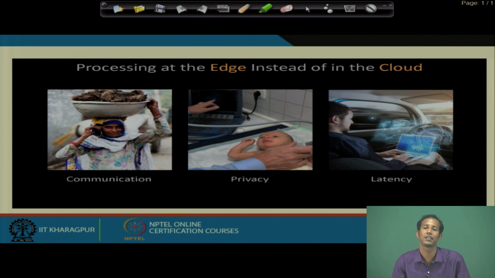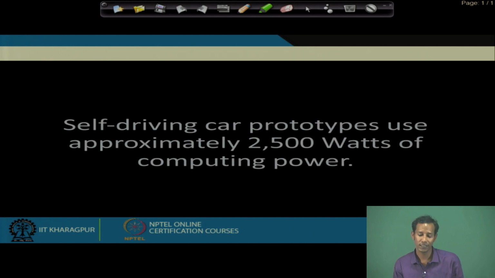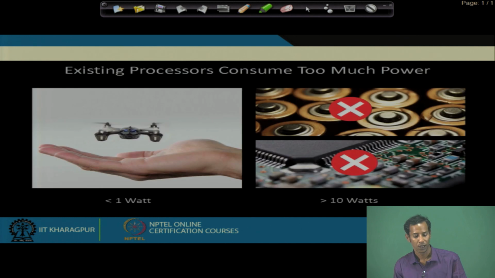That means this increases the reliability of the artificial intelligence system. So, this one self driving car prototype uses approximately 2500 watts of computing power. Now, I said that we are in the age of miniature system design. If we see this small drone, it has a power budget of less than 1 watt, and nowadays all systems are miniaturized and battery driven. Battery driven means their power budget is very much limited.